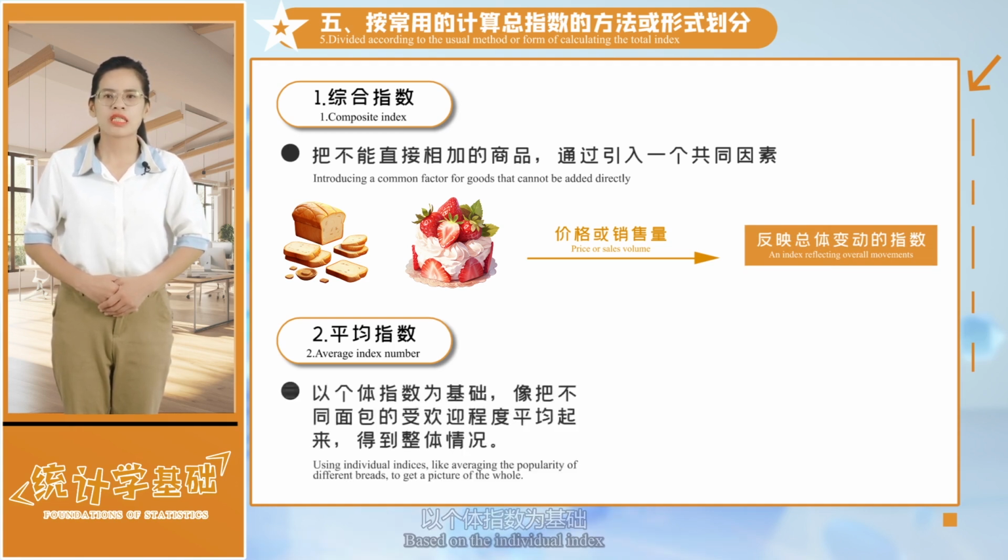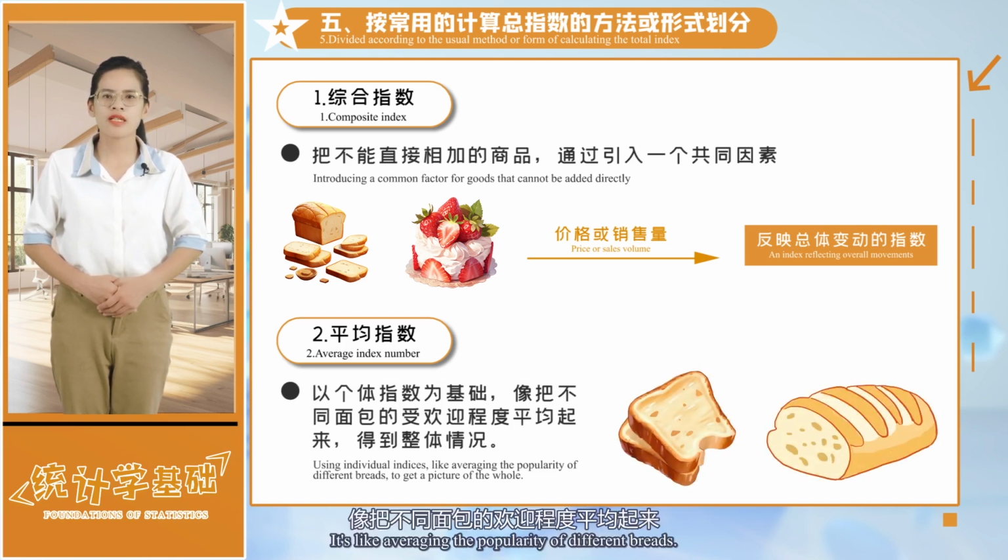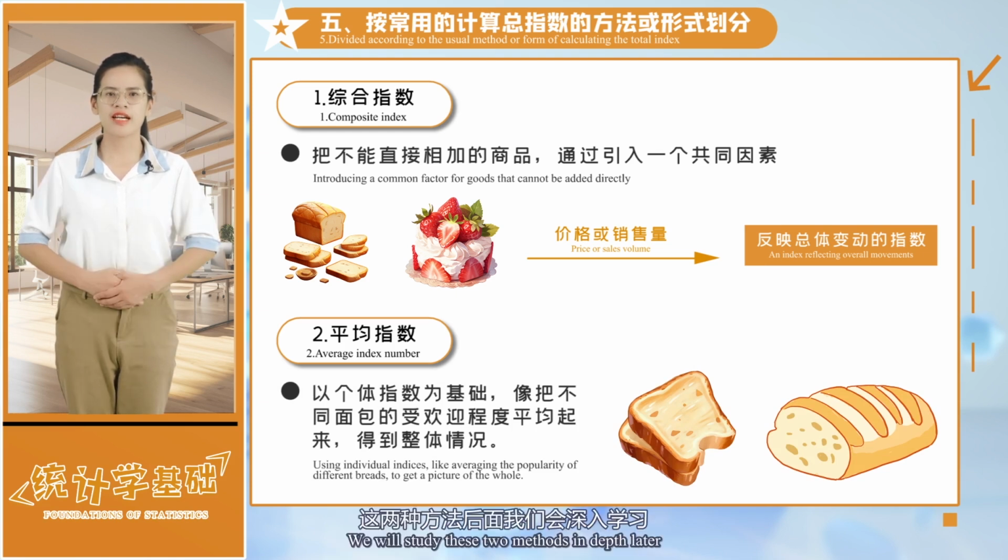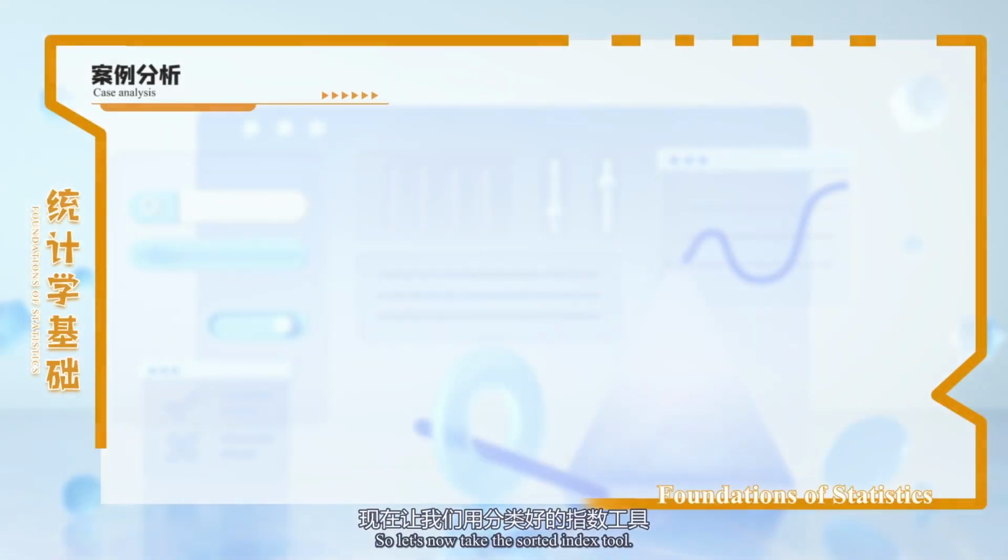Average index is based on the individual index. It's like averaging the popularity of different breads to get the overall picture. We will study these two methods in depth later. So let's now take the sorted index tools to solve the puzzle of Boss Wang.